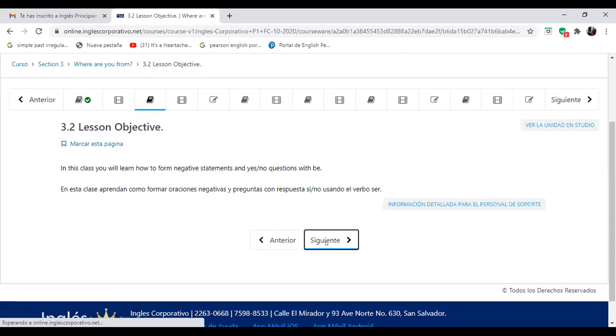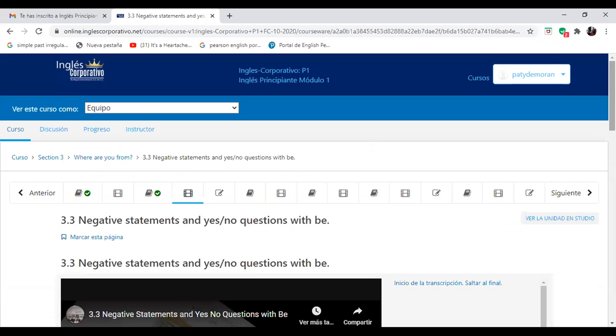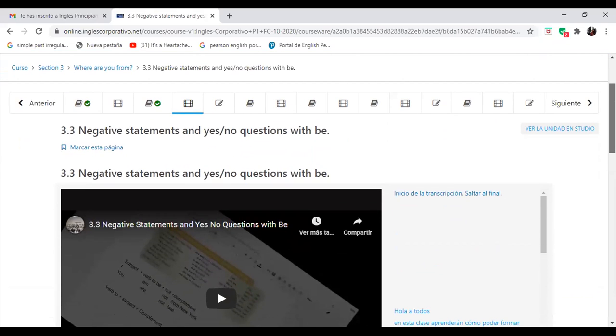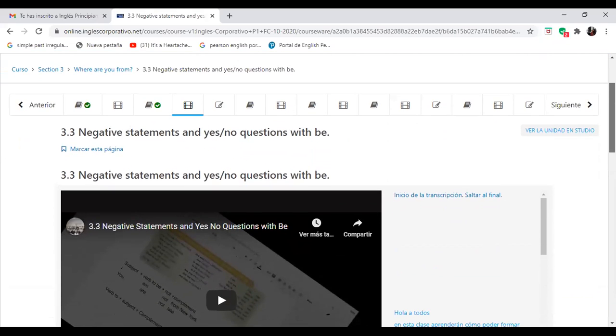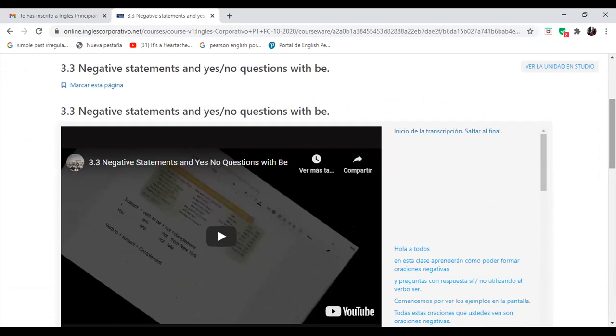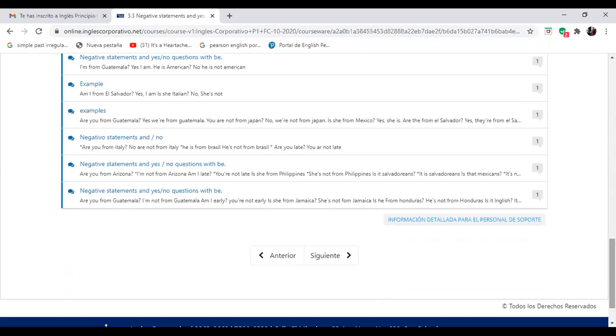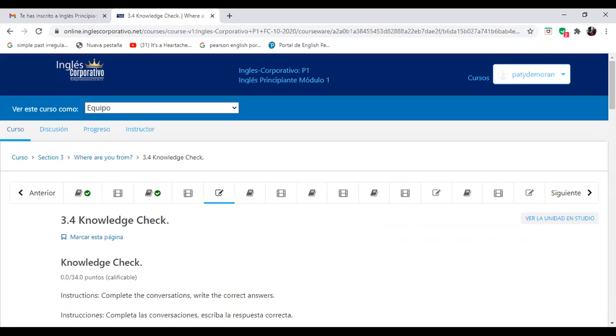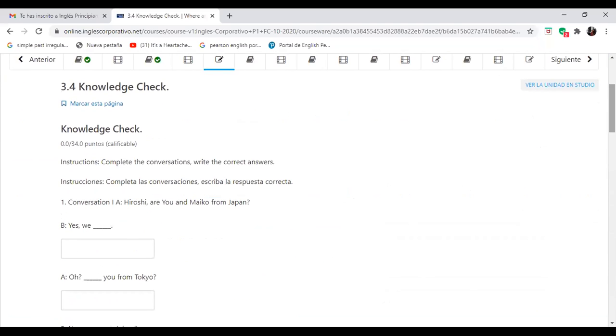Okay, so we are going to study that. And in order to help you, you have these negative statements and yes, no questions with B. Okay, so we have a video there. And here basically what you see is the structure, right? You know that you have a subject plus a verb, or plus the verb to be, plus not, plus the complement, and then you form a negative statement with B. Okay, so that's what you have in the platform. And we go immediately to the knowledge check.